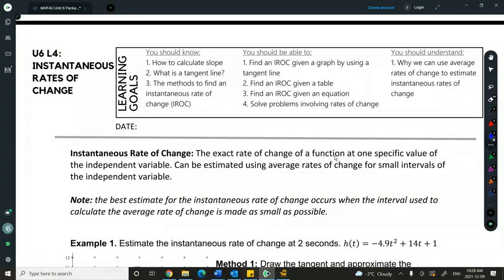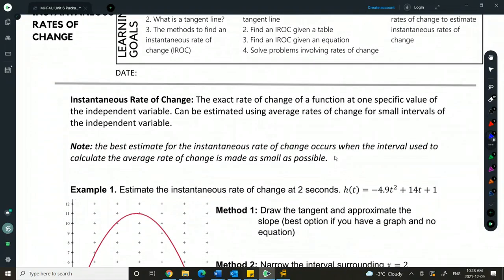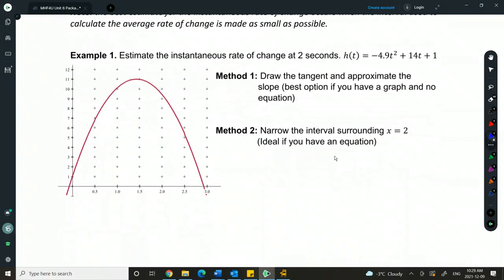Instantaneous rate of change, we said, is more of an estimated value because we don't have the calculus methods that we would use to calculate exactly what instantaneous rate of change is yet. So what we'll do is we'll estimate instantaneous rate of change by using some average rates of change, and we'll try to make that interval for the secant line as small as possible. The best estimate that we can get is when we make that secant interval as small as we possibly can, and the smaller we make it, the more accurate our estimate will be. So I'm going to show you a couple ways that we can estimate instantaneous rate of change.